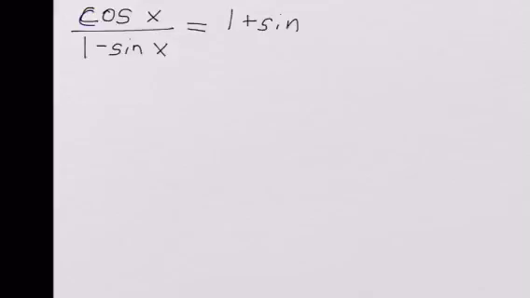So in this one we have cosine x over 1 minus sine x is equal to 1 plus sine x over cosine x. And the trick to this one is not as simple as the other ones, but once you see it, you'll be able to recognize it for future identities.